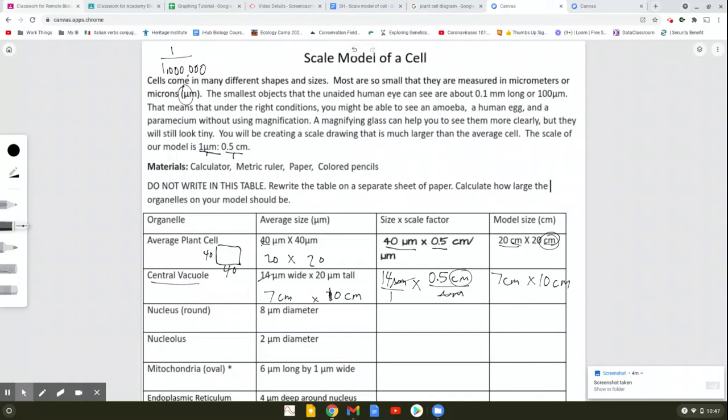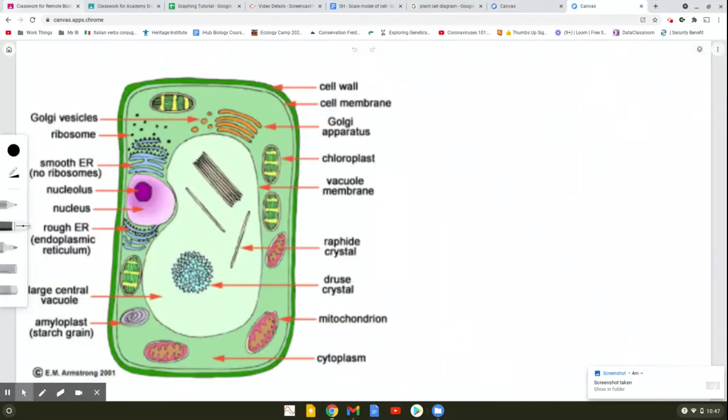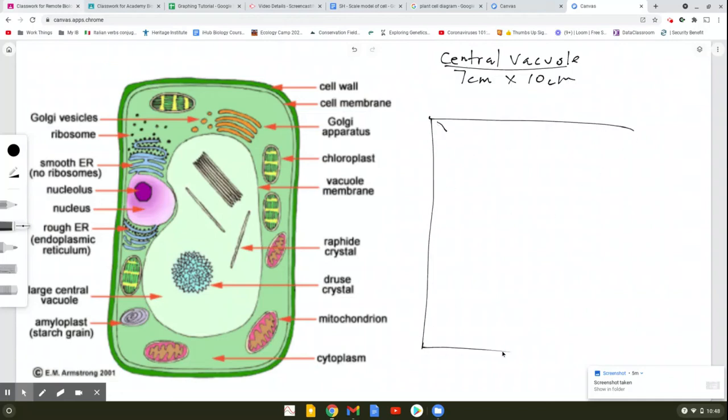Now, how do you know what it looks like? Well, I also put a picture there. This is a pretty good drawing of a cell, but not everything is to scale the way that I want you to have it. So you're going to get these measurements. Let's say it was the central vacuole, and it was 7 centimeters by 10 centimeters. So let's say we have the big old cell right here, and let's say that's 7, and then this is 10.